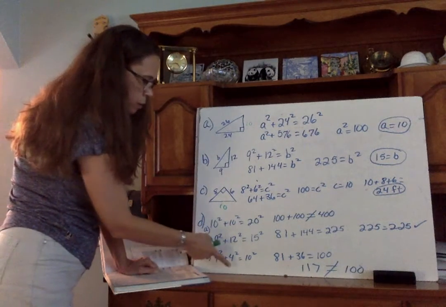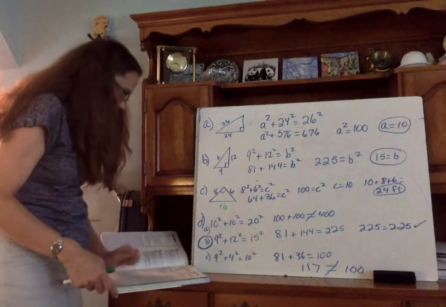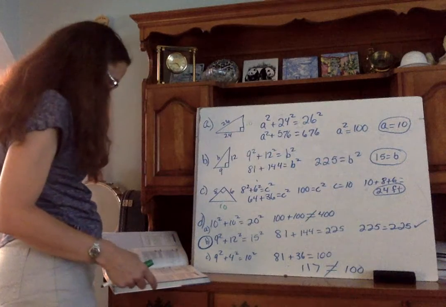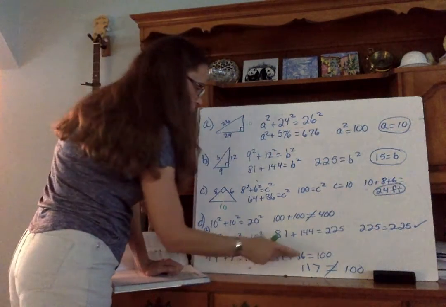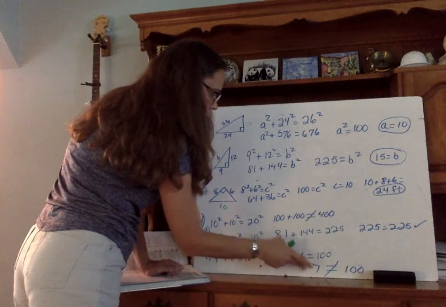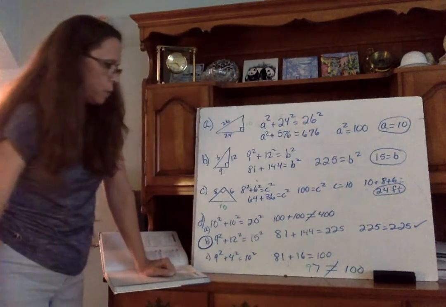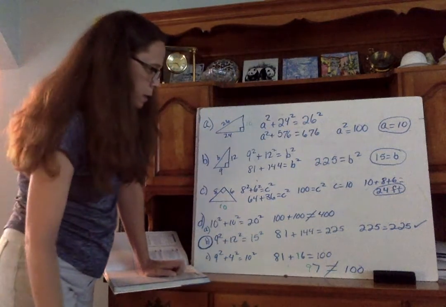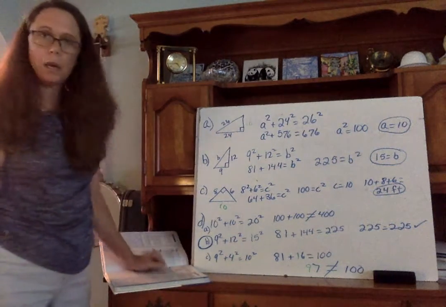9 squared plus 4 squared is equal to 10 squared. 9 squared is 81. That should be 16. That should be 97. 81 plus 16 makes 97. 97 is not equal to 100. So C is not a right triangle.